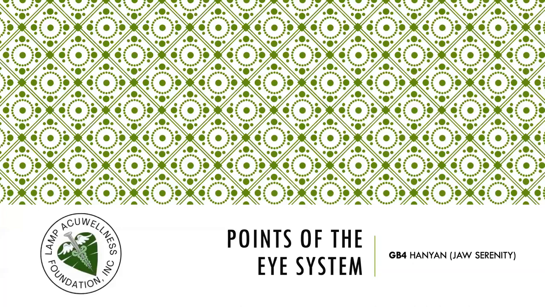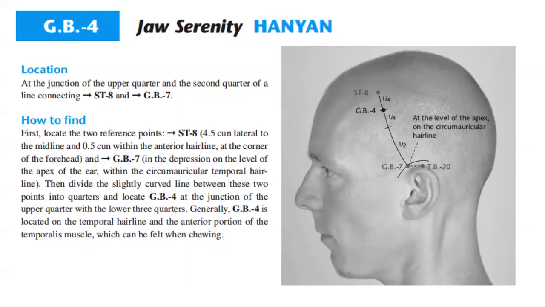Let's discuss Gallbladder 4, Hanyan, Jaw Serenity, a point of the eye system. GB4 is located at the junction of the upper quarter and the second quarter of a line connecting Stomach 8 and GB7. How to find?